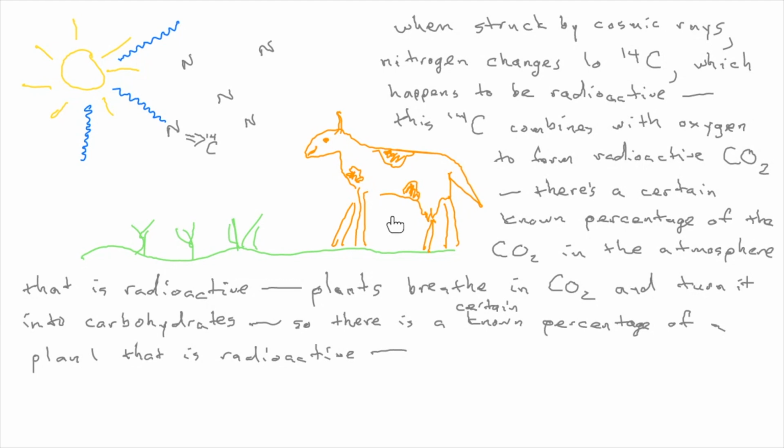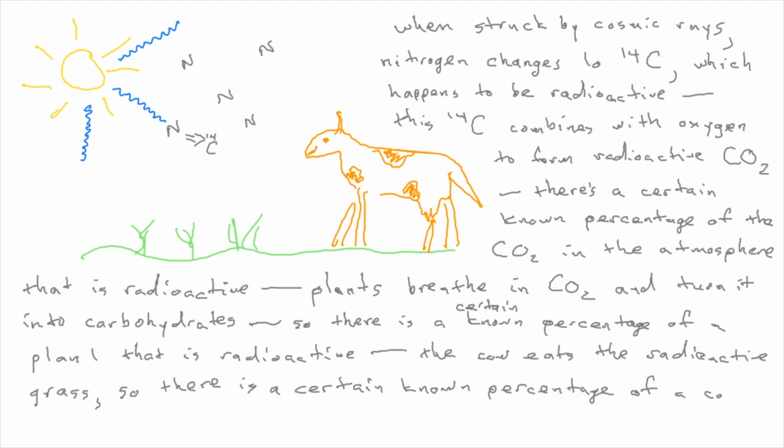I didn't draw the cow just for fun. The cow has to eat the grass. The cow eats the grass, the radioactive grass. What did I say? Turn it into carbohydrates. The cow eats the radioactive grass and turns it into radioactive meat and skin and bones and hair. So there is a certain known percentage of a cow that is radioactive.